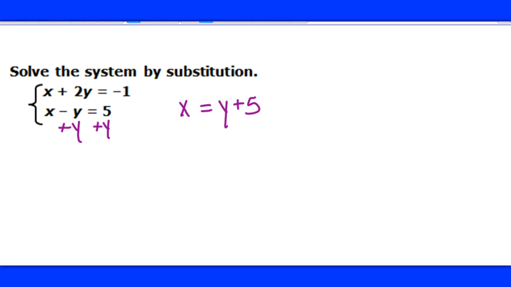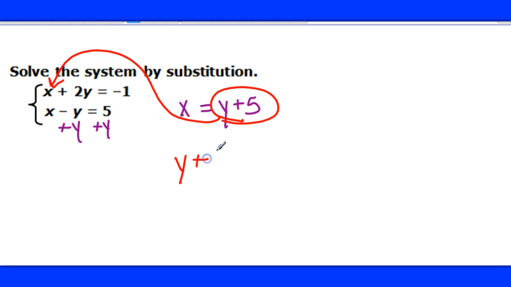So that's isolate. Step 2, substitute. I'm telling you here that x and y plus 5 are the same thing. So take the y plus 5 and substitute it in place of the x in the other equation. So that's going to give me y plus 5 plus the two y's that are already there is equal to -1. Step 3, solve this equation.